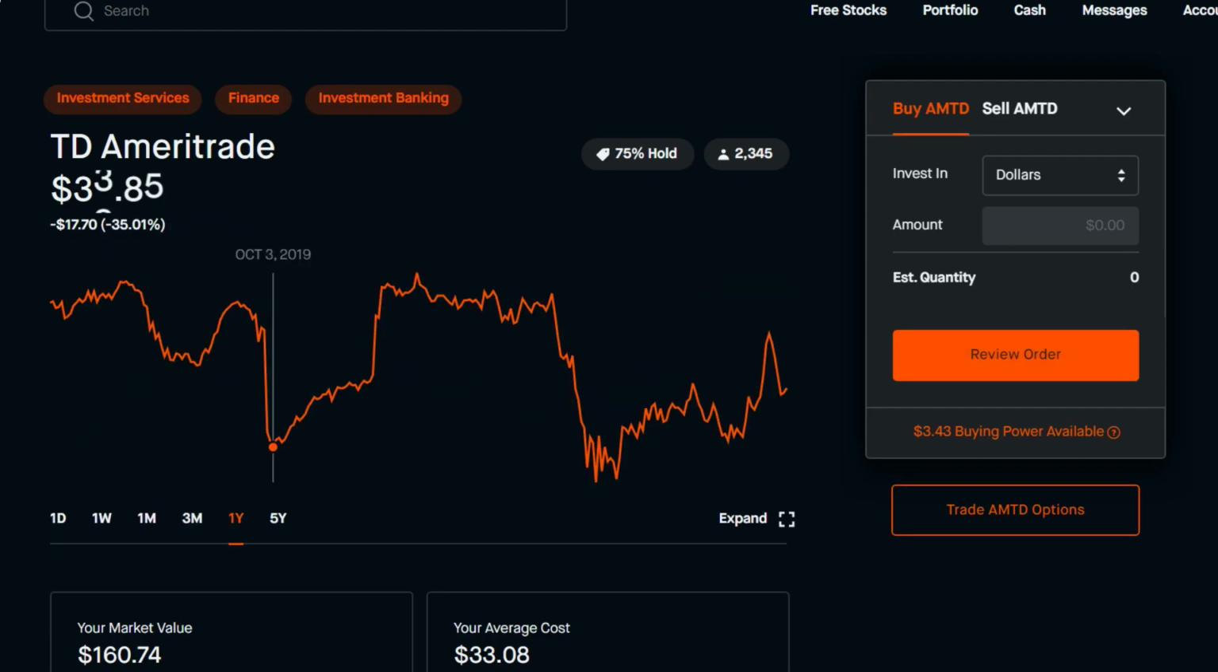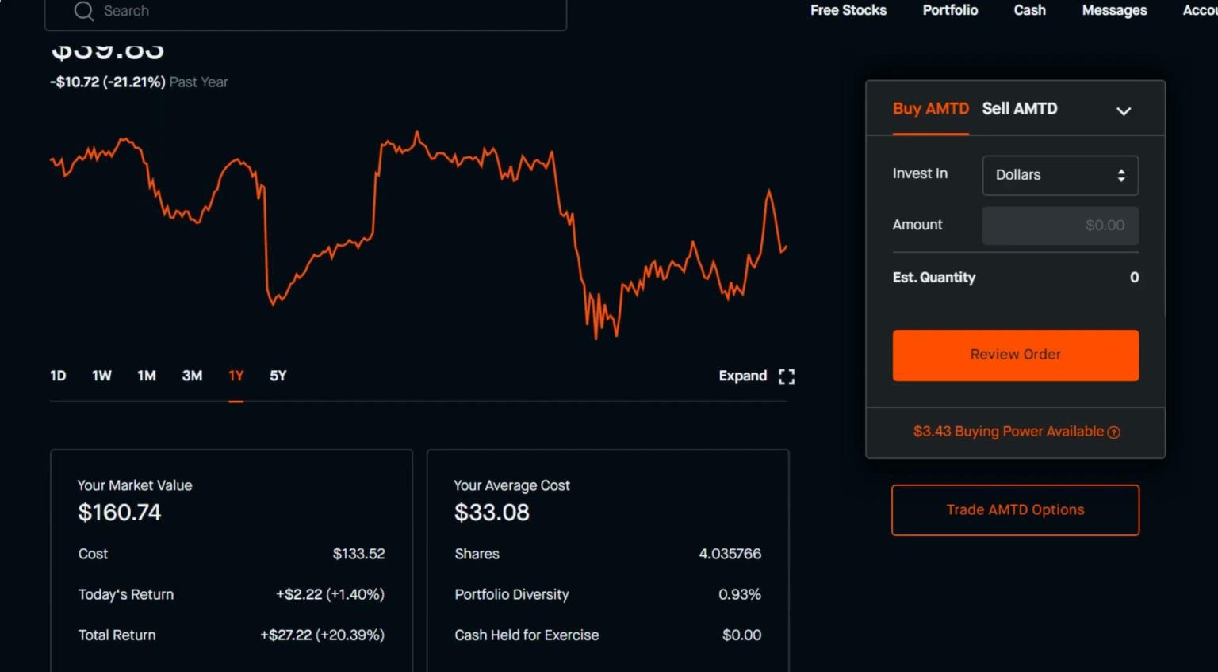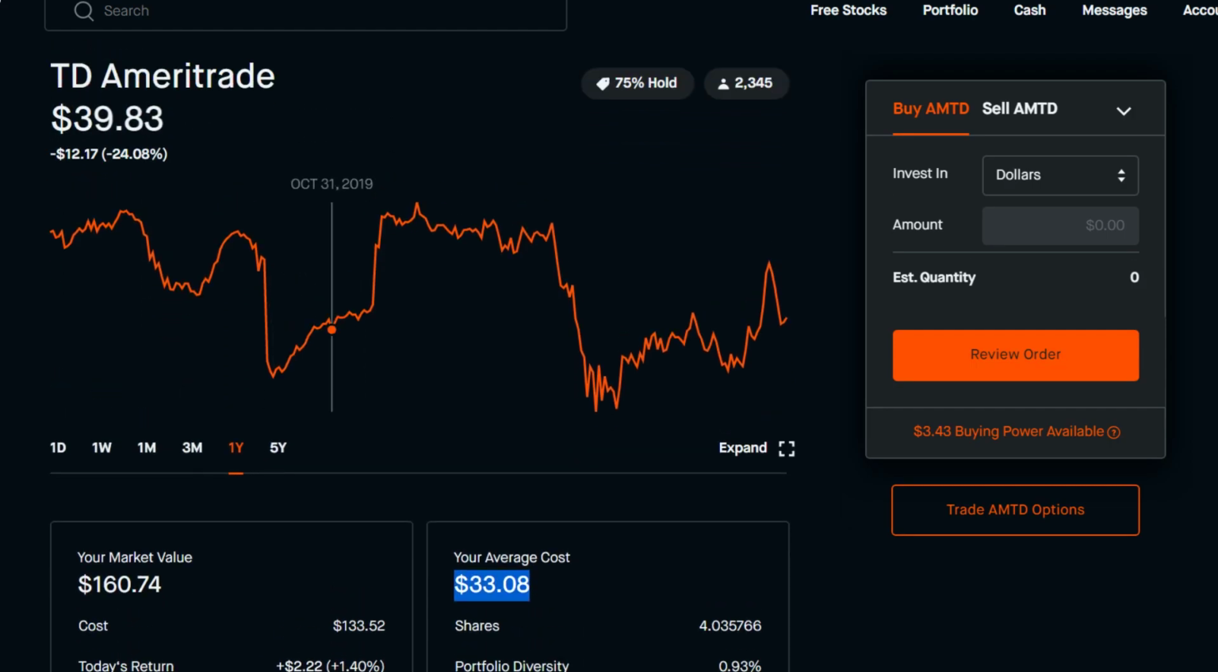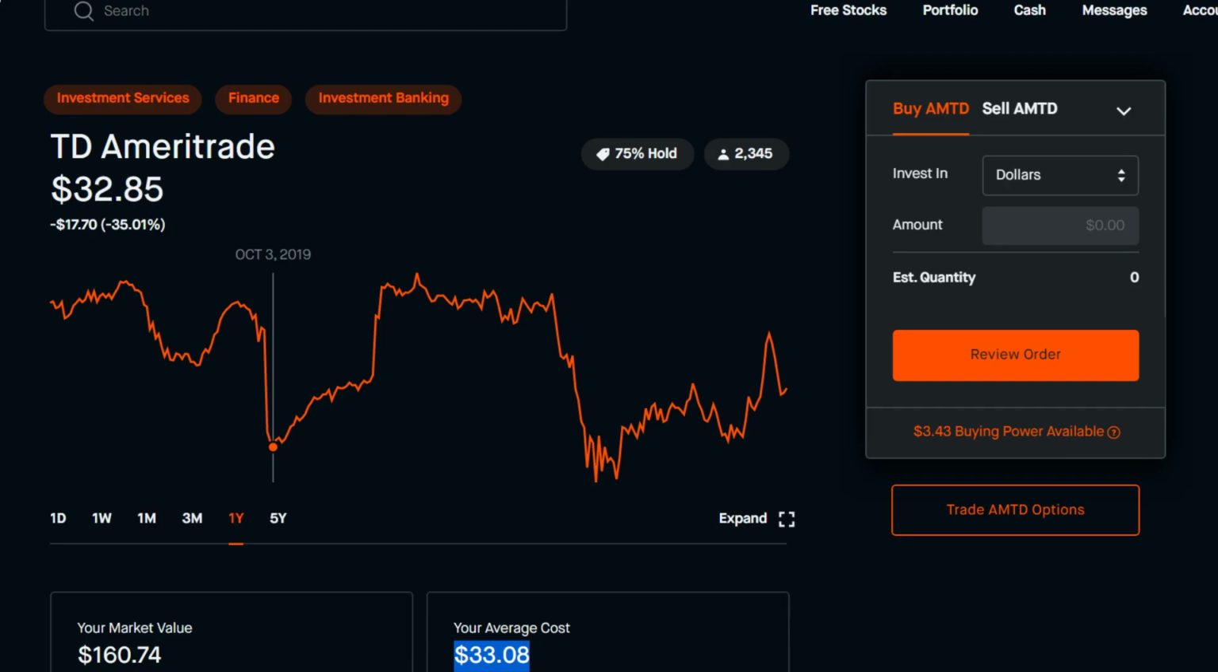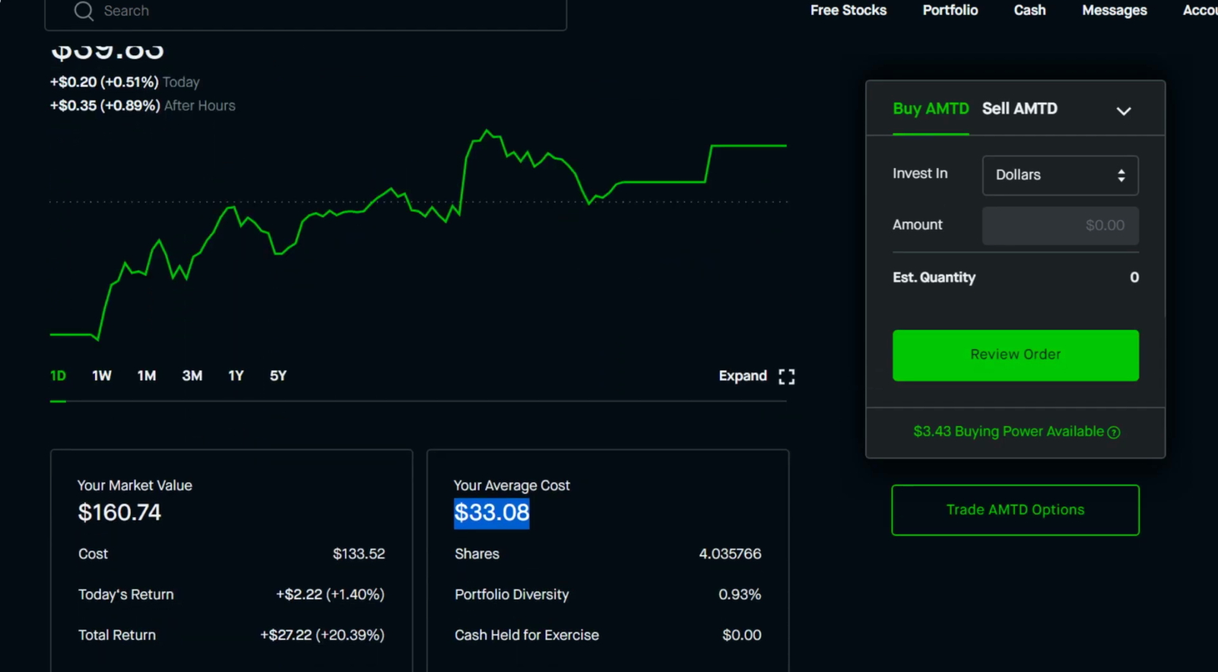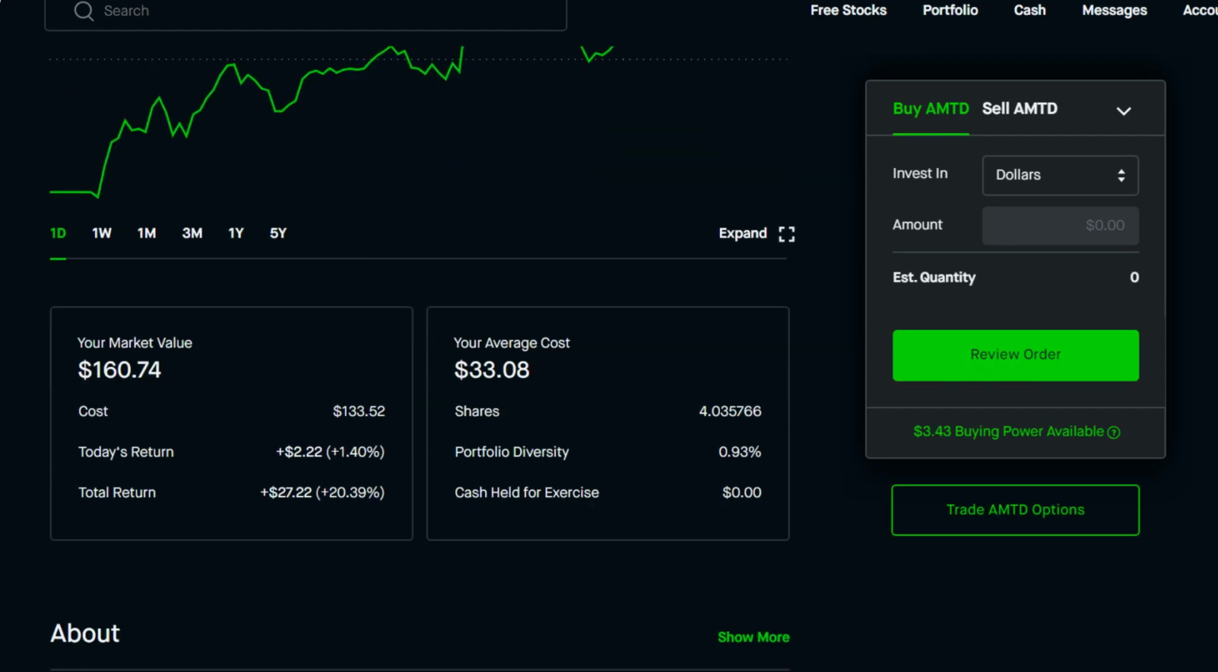TD Ameritrade, definitely a position I was very proud of at one point. We talk about when I picked it up. So you see average share price of $33.08. I picked it up right here when it dipped, whenever all these brokers went to commissions-free trading, and it went up to $50. Didn't sell out. Right now sitting at $39.83, so I'm just kind of holding it.